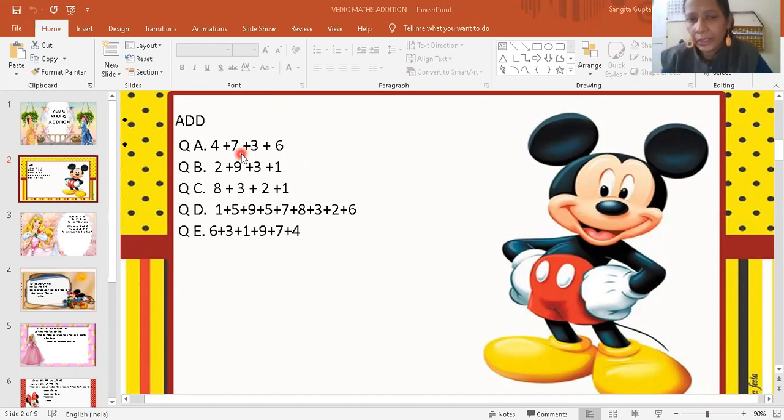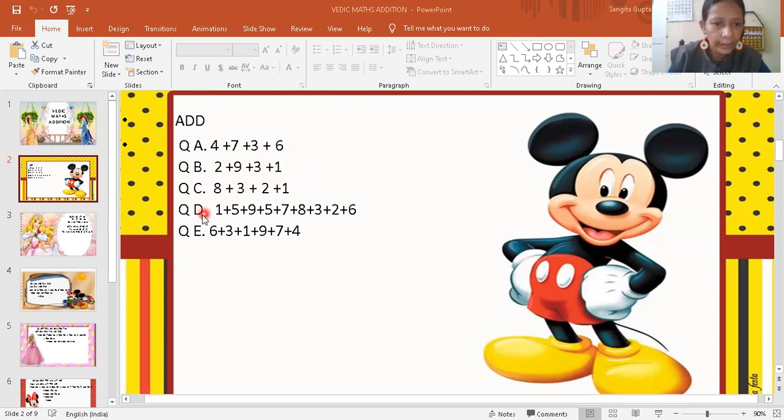Right now you are feeling this is so easy, we can do it otherwise as well. But when you do this in tens, in hundreds and in thousands in your mind, then you will know how useful this method is for you. Now look at part B. Here again you can see 2 plus 9 plus 3 plus 1. Look at this number 9. 9 plus 1 is 10 and 2 plus 3 is 5. So in your mind, you can easily do that.